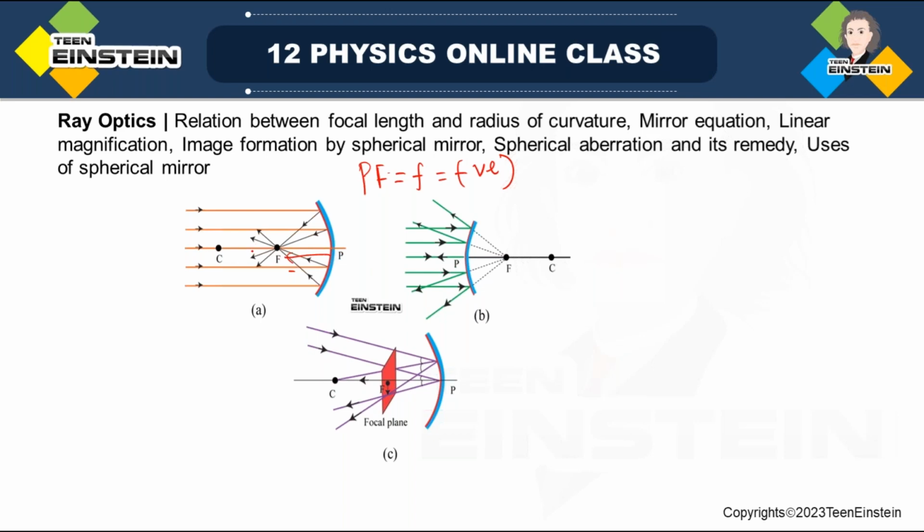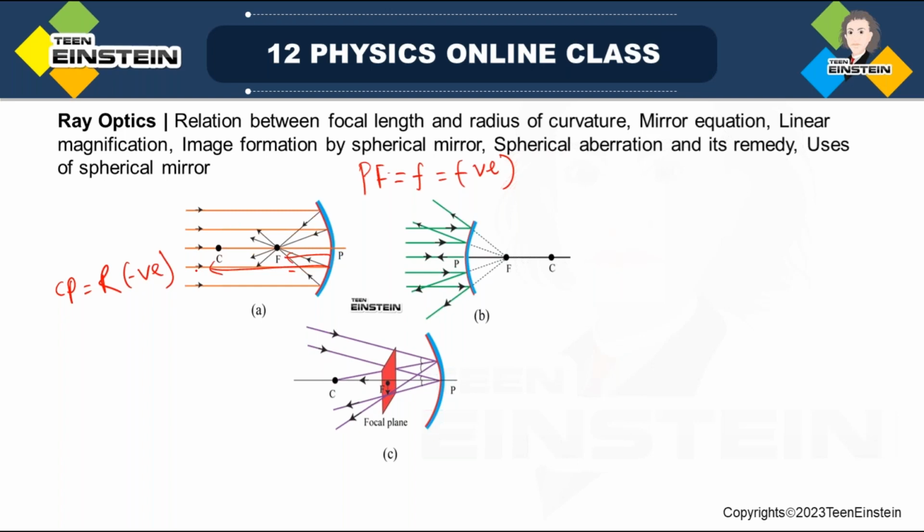Not only focal length, whatever distance we measure in case of a concave mirror. See, CP is the radius of curvature. This is also negative here because we are measuring against the direction of incident light.